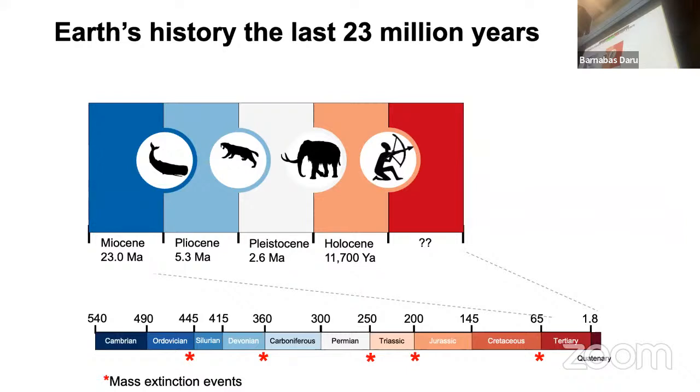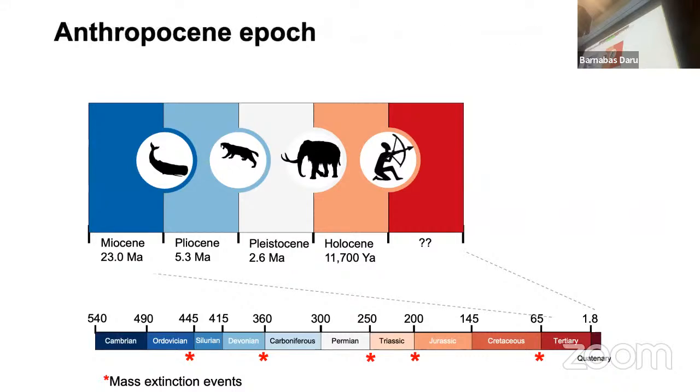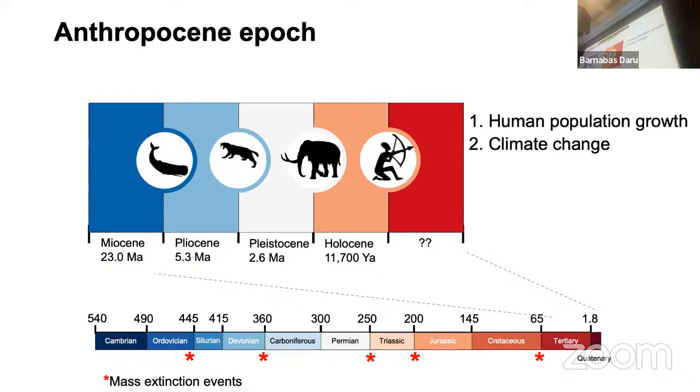And so this last epoch under question is beginning to somehow be called the Anthropocene, largely because it's an epoch that is driven by profound human impact on the environment. And during this time, we are witnessing high human population growth. And at the same time, the climate is changing rapidly. And species are also going extinct at an unprecedented rate.